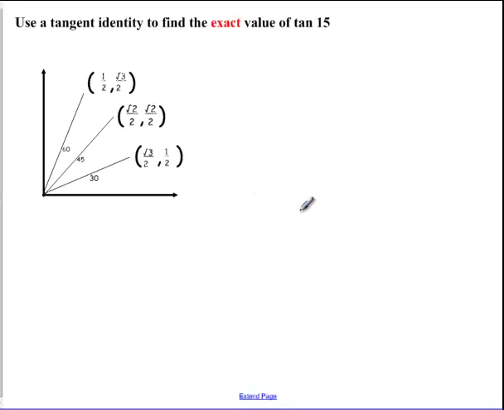And again, these are used to find exact values. So no decimal approximations this chapter. It's all going to be exact values. So here's our lovely quarter of a unit circle. And I can add on 1, 0, and 0, 1.